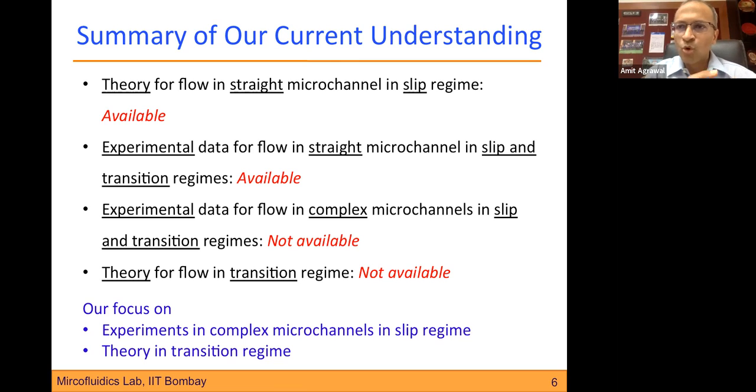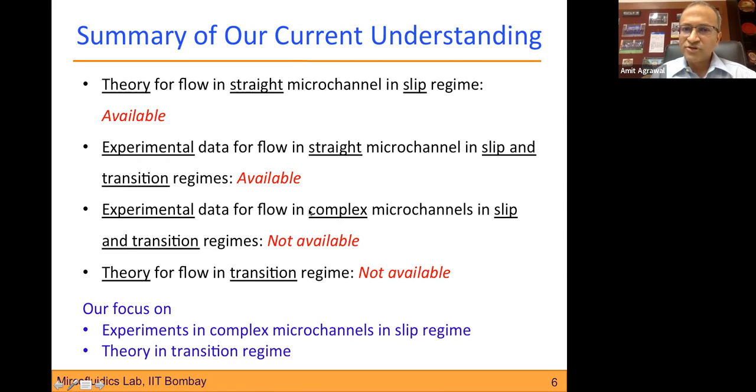So now if you look at what is unknown about this problem, I have tried to summarize our basic understanding of what we know about such flows in this one slide without really getting into a detailed literature survey. If we look at theory of flow in a straight microchannel in the slip regime, then if you look at the literature, you will see that this is available. You know how to deal with flow in the slip regime for a simple straight microchannel. If you also look at experimental data for a straight microchannel in the slip and the transition regime, you can see that that data is also available.